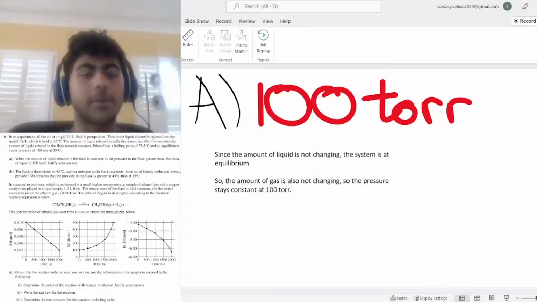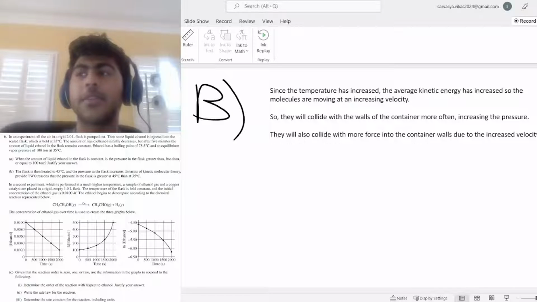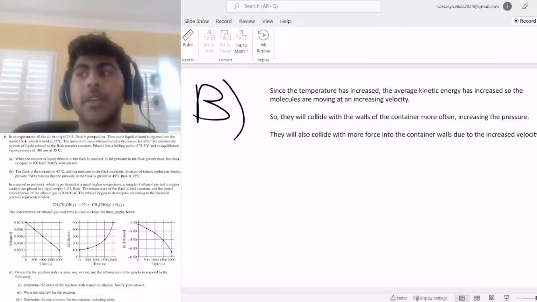Let's keep going. Alright, part B, the flask is then heated to 45 degrees Celsius and the pressure in the flask increases. In terms of kinetic molecular theory, provide two reasons that the pressure in the flask is greater at 45 degrees Celsius than 35 degrees Celsius.